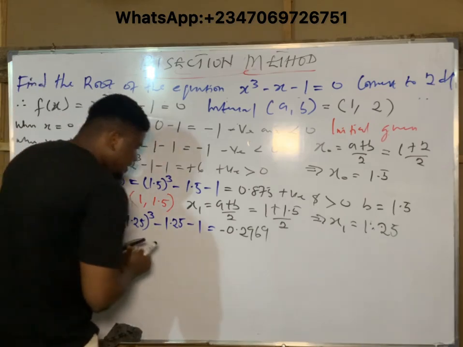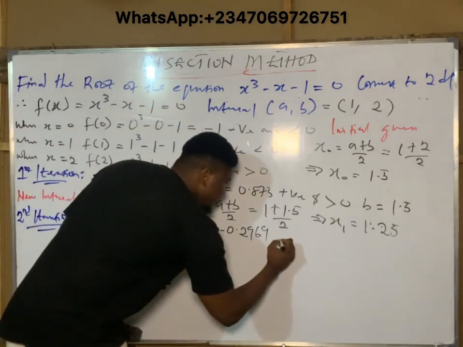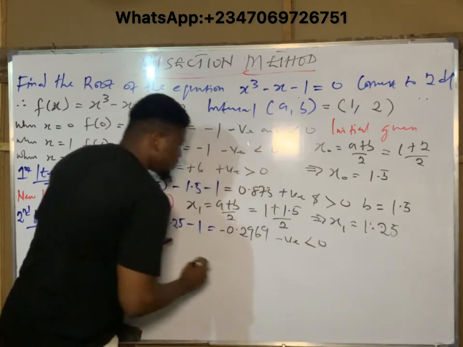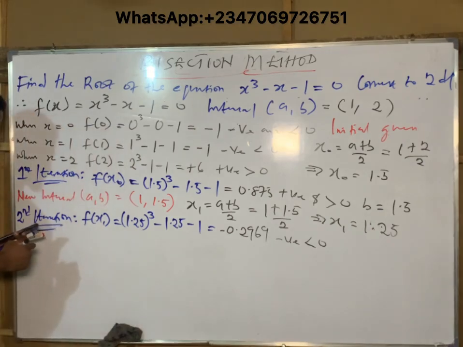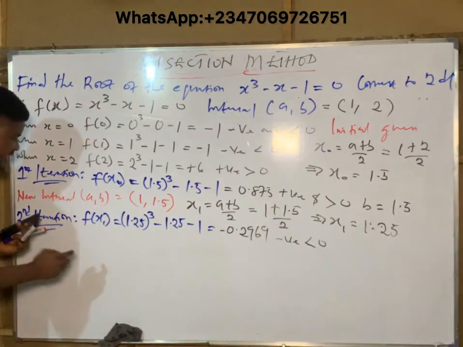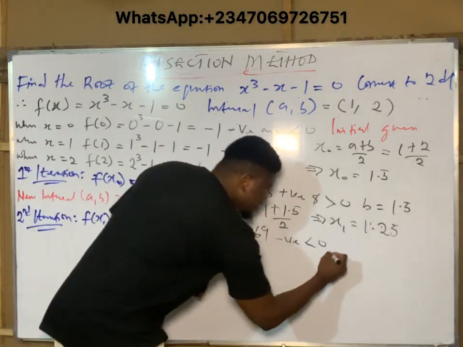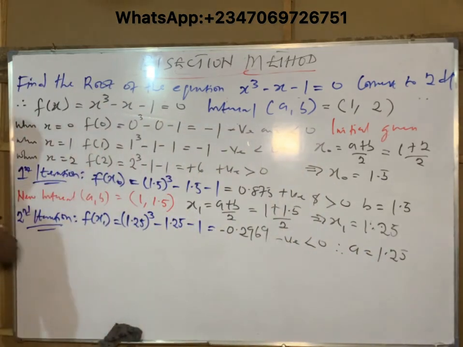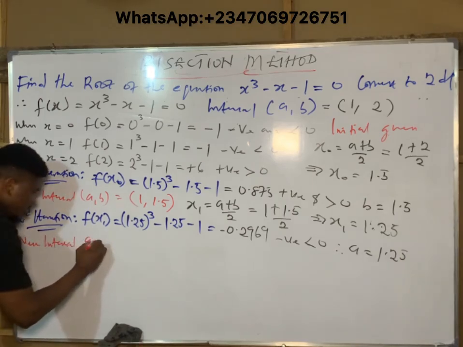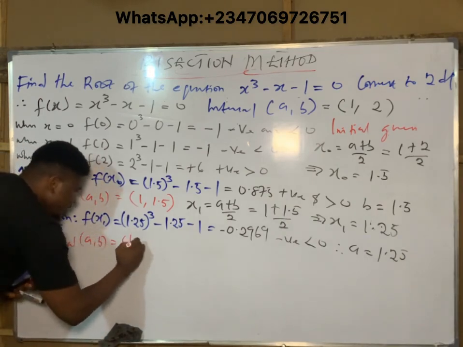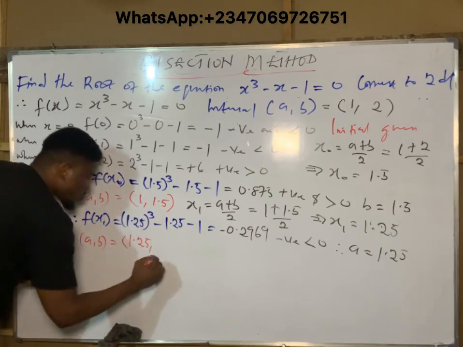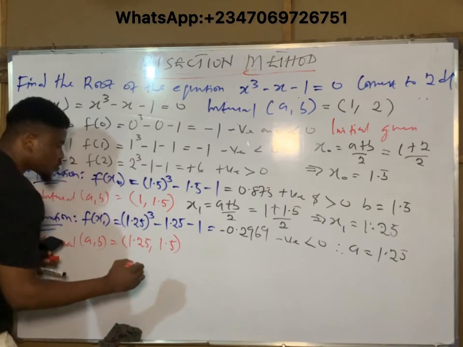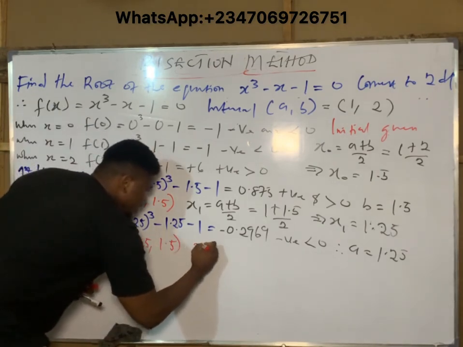Okay. Now, since it is negative, recall it is negative and it is less than 0. Remember, any value that causes the function to be negative automatically becomes a. So this means a is equal to 1.25. Therefore, a equals 1.25. So we have a new interval now. So our new interval, which is a comma b, is now equal to a is now 1.25. Now b remains 1.5. Okay, so now we find our next iterative value, which is x2.